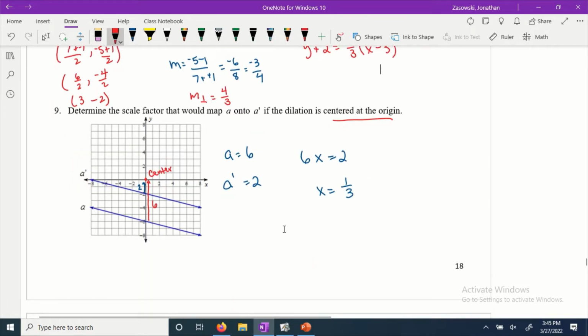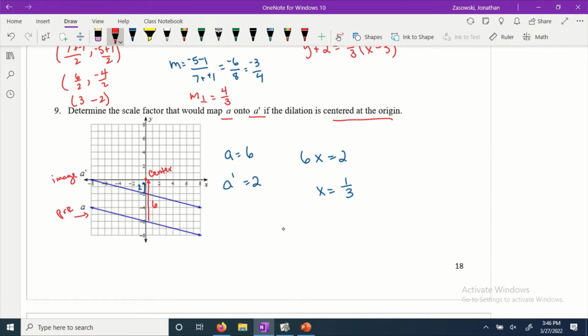Okay, number 9. Remember, the center is the point 0, 0, and we want to map A onto A prime. So remember, A, this is our pre-image here, okay? And this is our image here. So we're getting smaller, right? We're getting smaller. So our answer needs to be a fraction, okay?